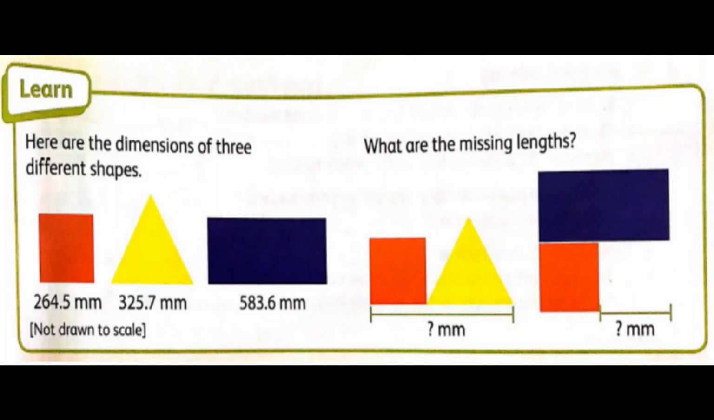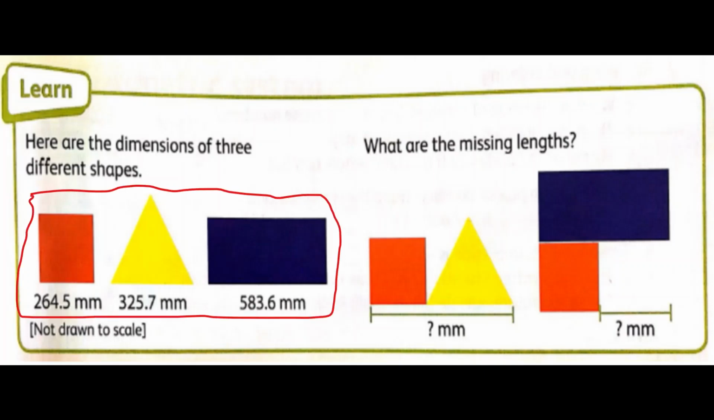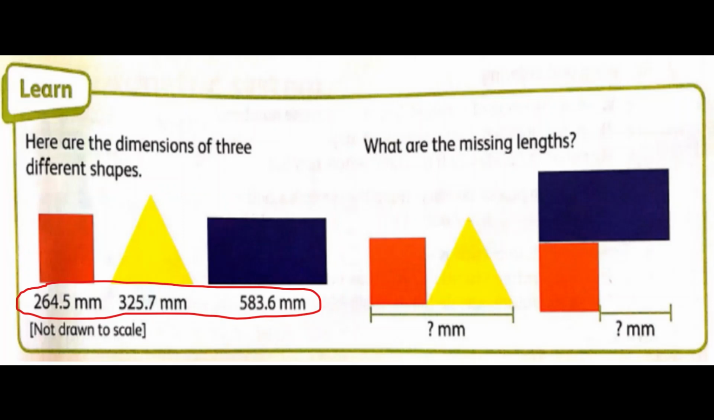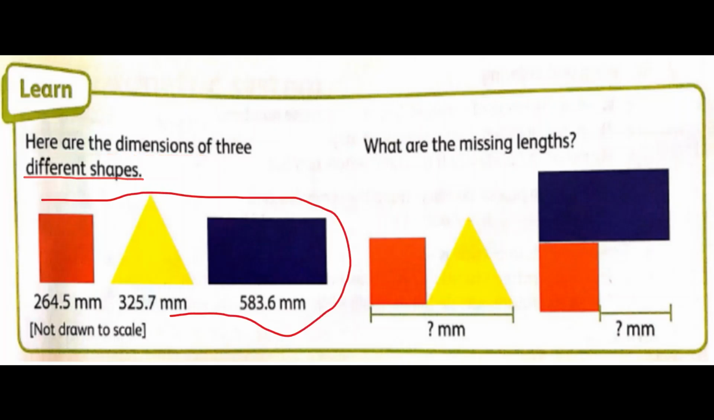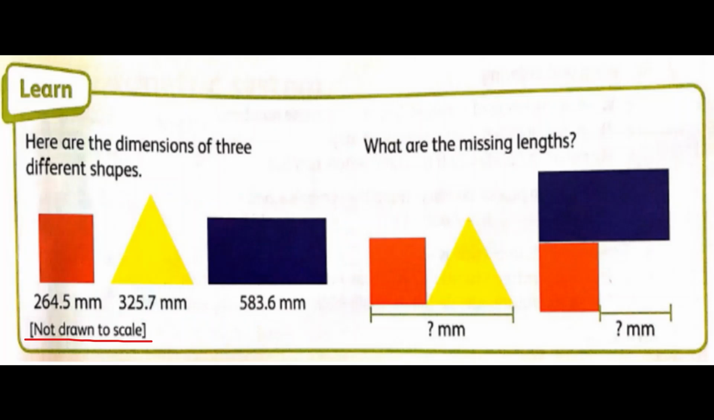As you can see, I've got a visual up here to do adding and subtracting decimals. On the left side, I've got a square, a triangle, and a rectangle that have the measurements shown below. The directions above say, here are the dimensions of 3 different shapes, and it's these 3 here. Now it's not drawn to scale, meaning don't try to print this and measure it, because you won't get an accurate reading since it's been adjusted for this visual.